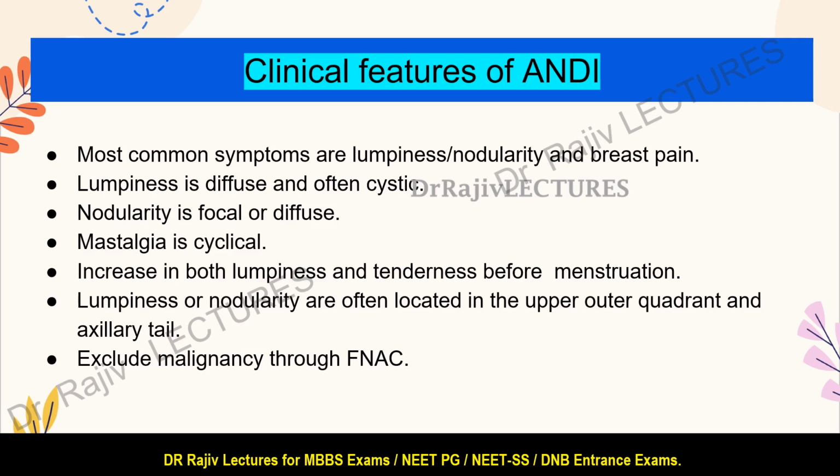One must notice during examination whether the nodularity is focal or diffuse. A focal or discrete nodule must be taken seriously and should be examined very carefully to exclude malignancy through fine needle aspiration cytology or FNAC. Diffuse nodularity is often bilateral and is found mainly in the upper and outer quadrant. If the patient is seen first in the premenstrual period, she should be examined again in the first half of a cycle.